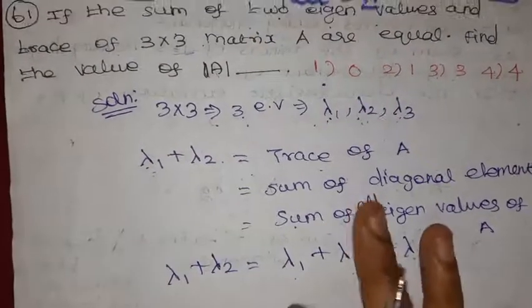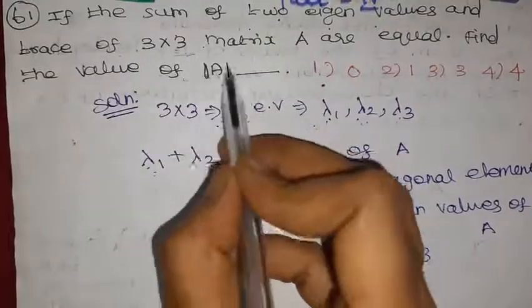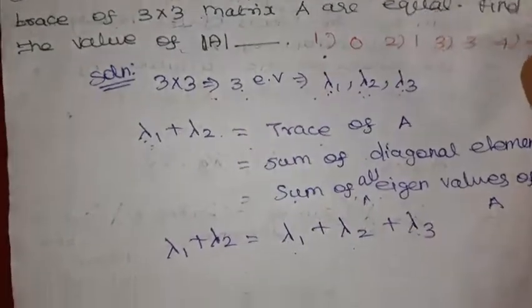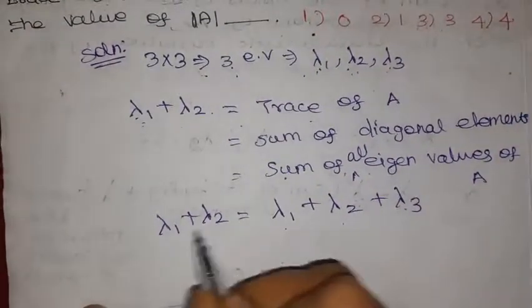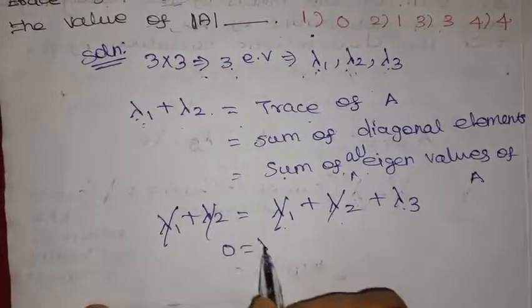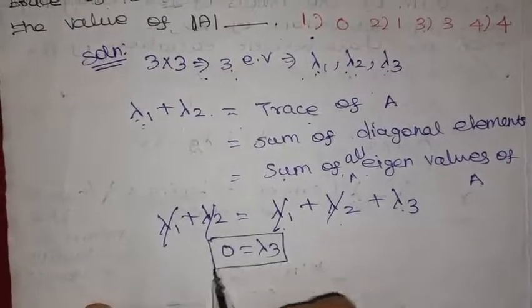Now, what do we need to find out? We need to find the value of the determinant of A, modulus of A. Let's see. This and this get cancelled now. So, what is lambda 3? The value of lambda 3 is 0.